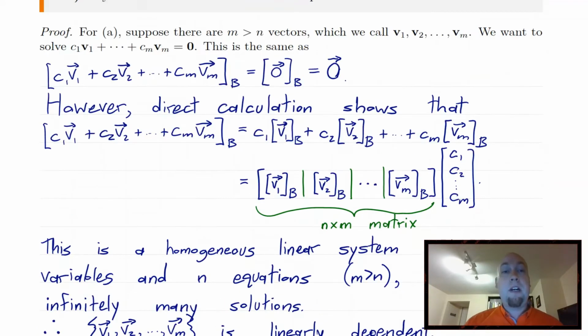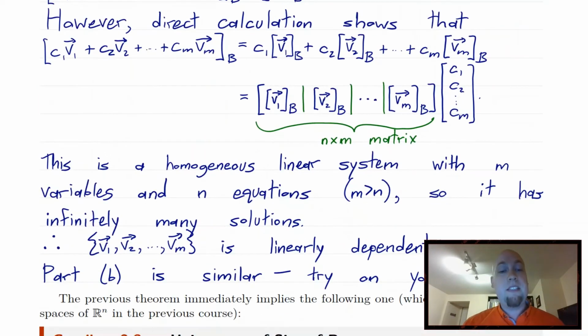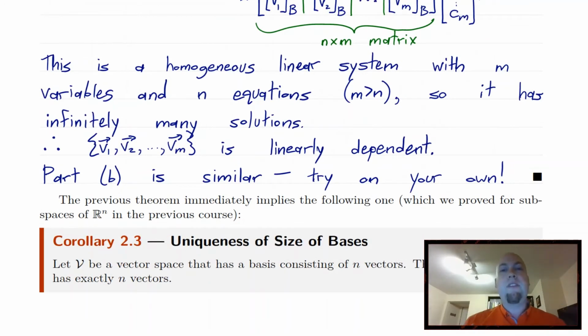So that's part A of the theorem. Part A said that if you had lots of vectors, then it's linearly dependent. Part B, if you have a small set of vectors that cannot span the vector space, well, try that on your own. The idea is very similar. Represent the vectors as coordinate vectors, and then just go through a calculation using matrices and lists of numbers, vectors in the sense of the previous linear algebra course, and everything just falls out.